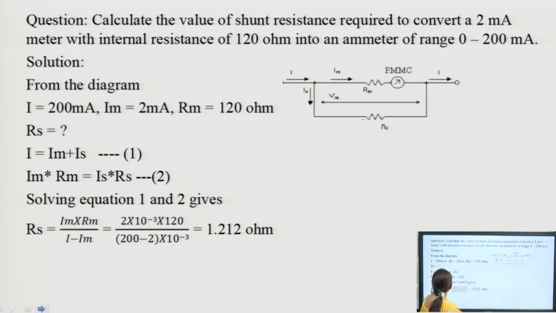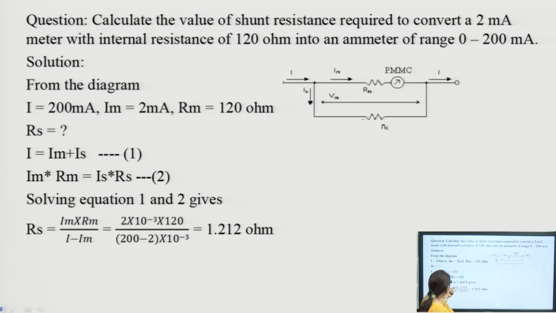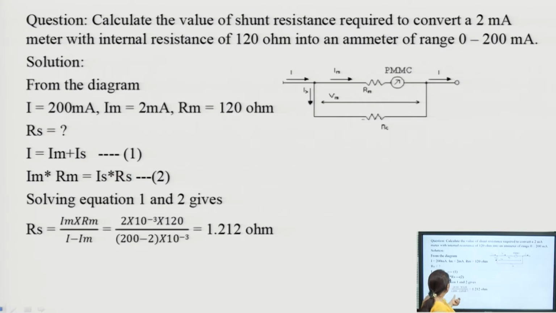So, by solving these two equations, we have to substitute the values of Im and Rm. Im is 2 into 10 to the power minus 3, that is, the value of current is 2 milliampere. So, it is 2 into 10 to the power minus 3 into 120 ohm resistance, and this I minus Im is 200 minus 2 into 10 to the power minus 3. So, the value of resistance is 1.21 ohm.